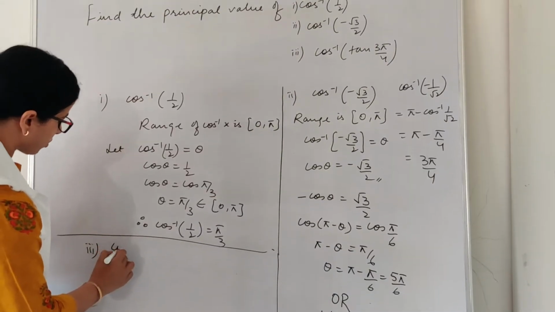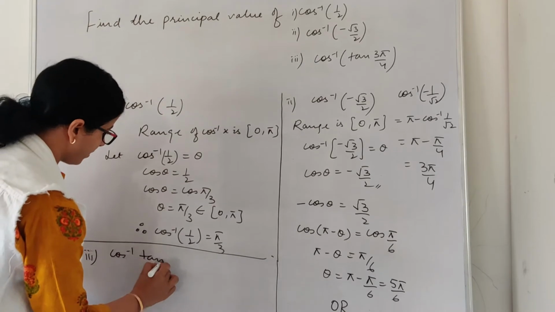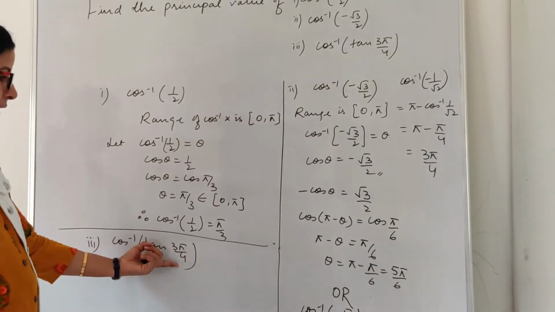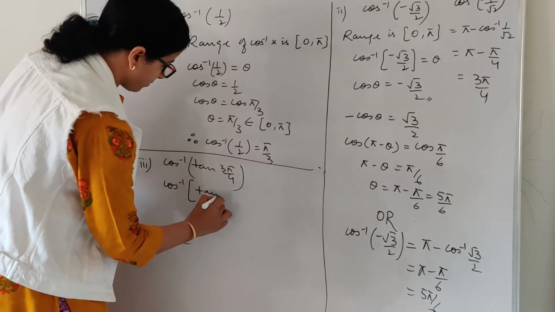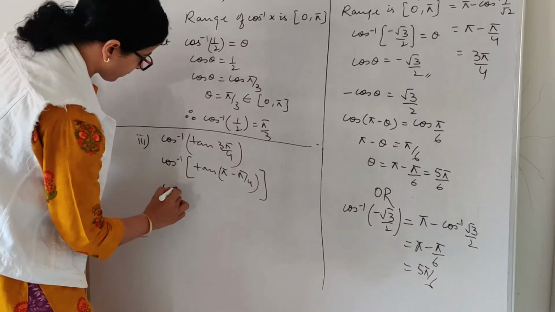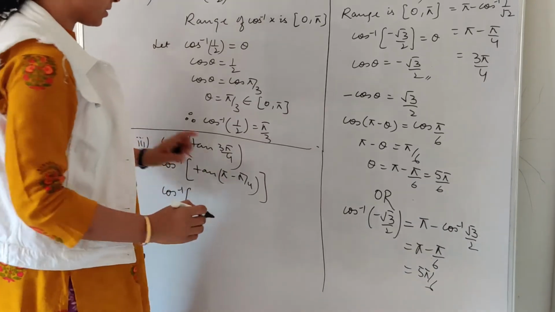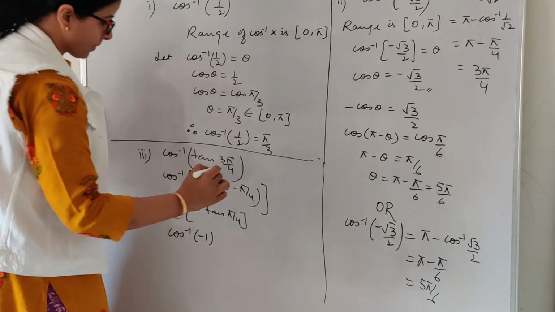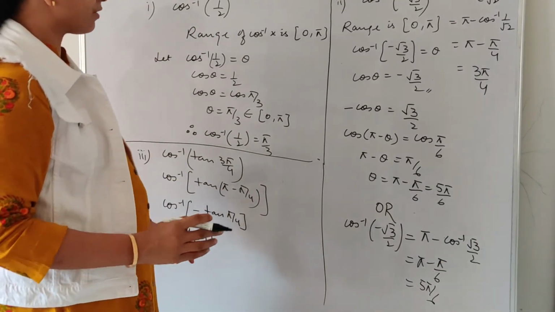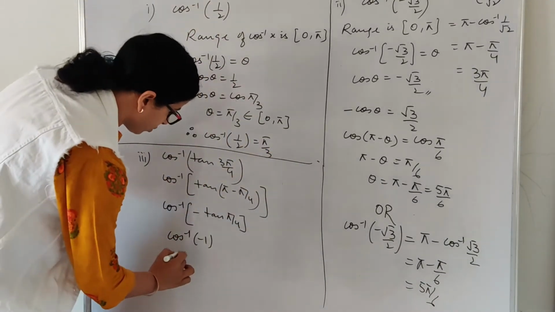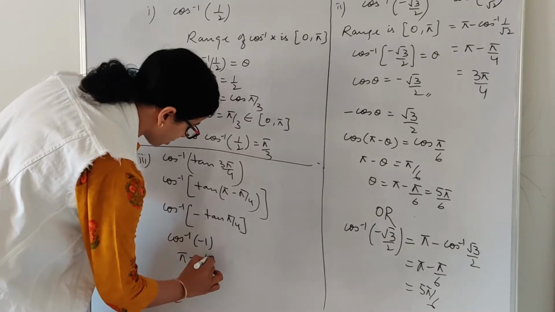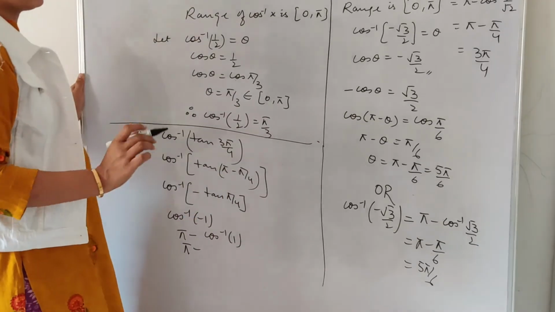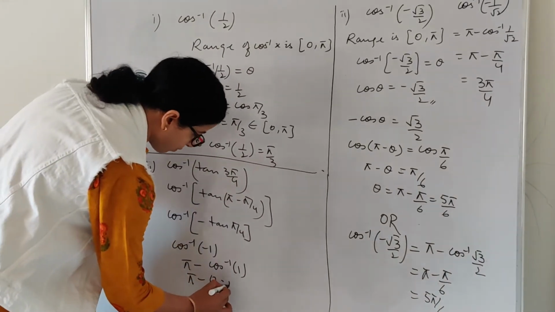Third part is cos inverse tan 3 pi by 4. So first I have to find the value of tan 3 pi by 4. Tan of pi minus pi by 4. Tan 180 minus theta is minus tan theta. So cos inverse minus 1. Again I told you, whenever it is negative, pi minus will do directly. No need to go into any complications. So cos inverse 1, pi minus, when is cos inverse 1? At 0. So the value will be pi.